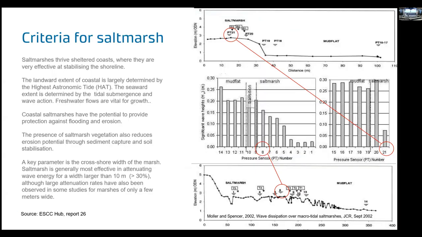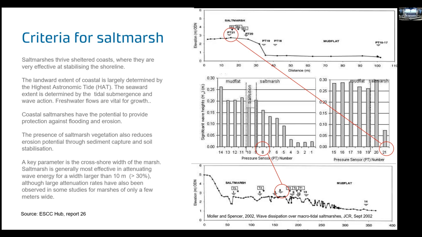When we look at salt marsh, this is something where they're very effective in certain harbour environments for dissipating energy. They typically have an operational zone somewhere between the highest astronomic tide and the mean high water springs, and they provide protection against flooding and erosion by dissipating wave energy through the system.